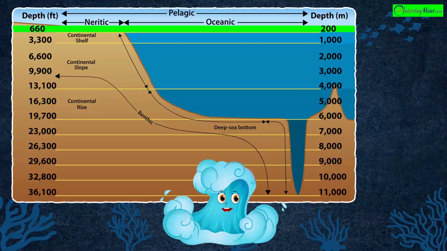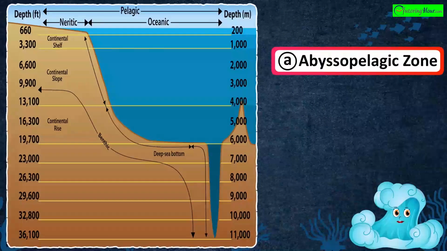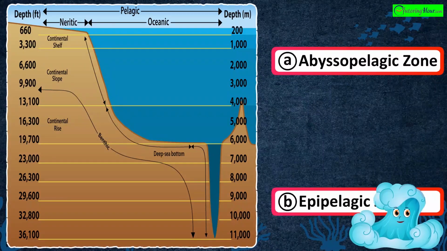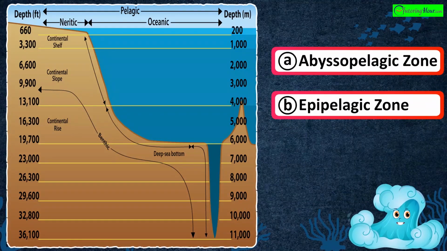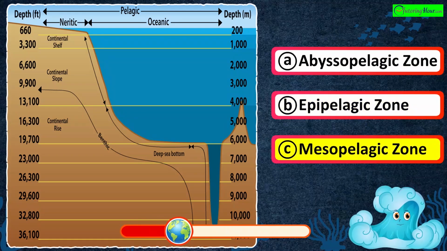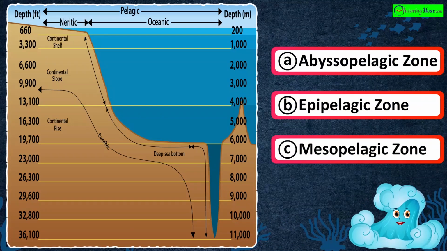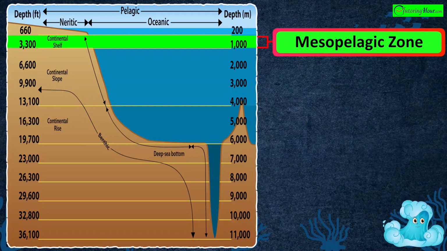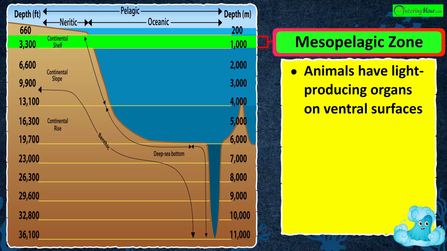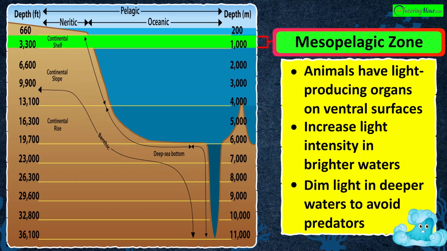In which zone do organisms use bioluminescence as counter-illumination? Is it A. Abyssopelagic zone, B. Epipelagic zone, or C. Mesopelagic zone? The correct answer is the Mesopelagic zone. Many animals here have light-producing organs on their ventral surfaces. They increase the light as they move into light-richer waters and dim them as they descend into deeper waters, becoming invisible to predators.